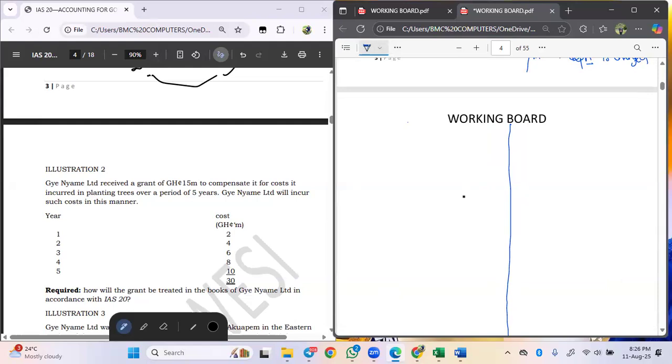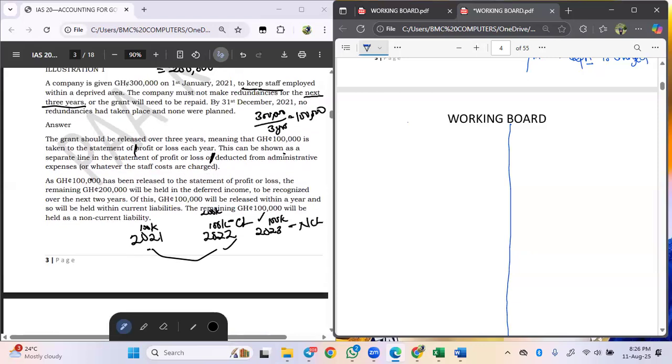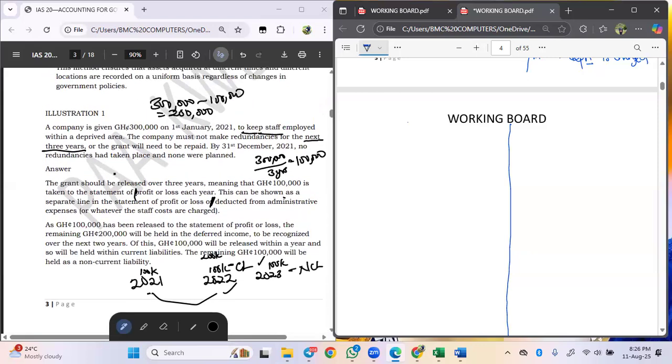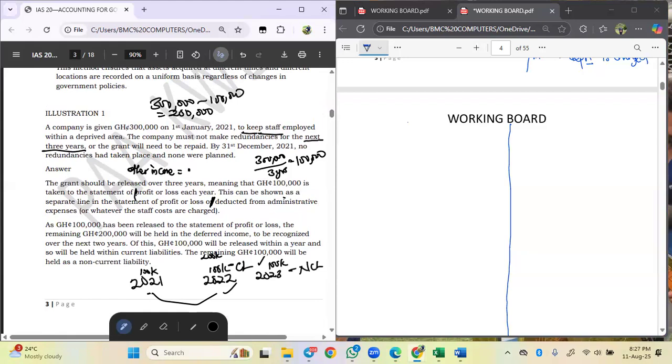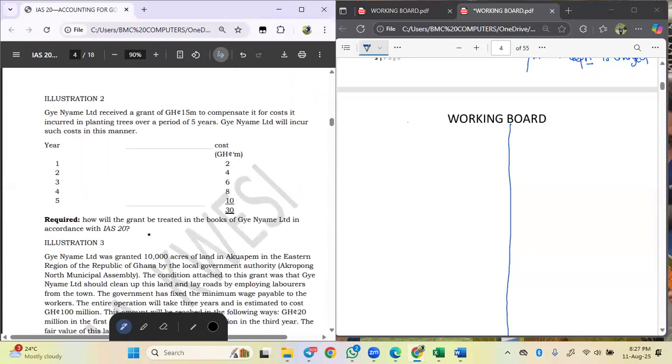Okay, so I forgot to say one thing. The 100,000 that will be released in 2021 will be sent to P&L, under the category, after gross profit, other income. So you write the 100,000 there. The 200,000 will be sent to the statement of financial position.